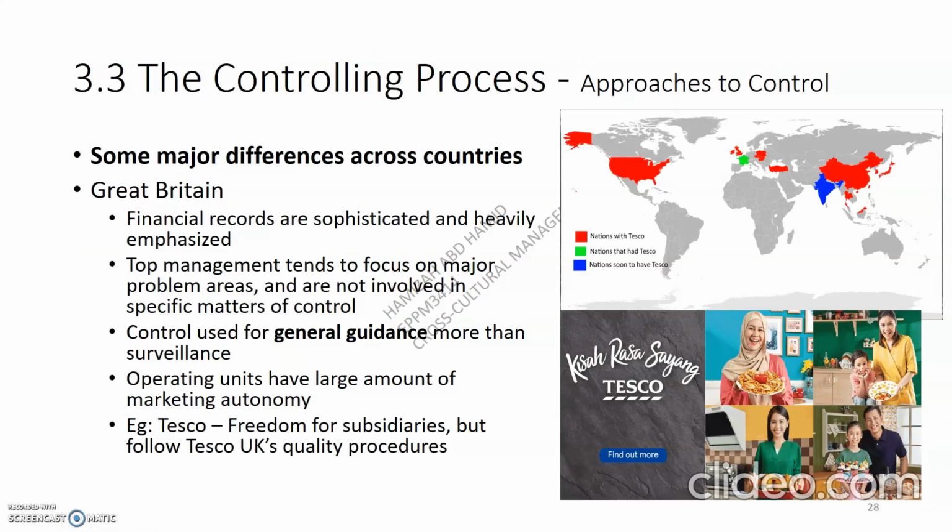You can see some major differences across countries. I give you the example of the supermarket industry. Yeah? We have Tesco from the UK. Tesco's implementation of control is focused on financial records. Their financial records are sophisticated and heavily emphasized. The top management will focus on major problem areas, but they are not involved in micro methods of control. The control method is used for general guidance, not surveillance. Here, the operating units, including the subsidiary, have a large amount of marketing autonomy. For instance, Tesco in Malaysia has the freedom to tailor their marketing, but they follow Tesco UK's quality procedures.